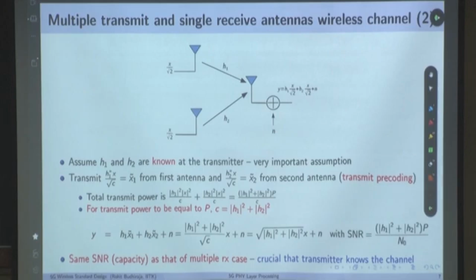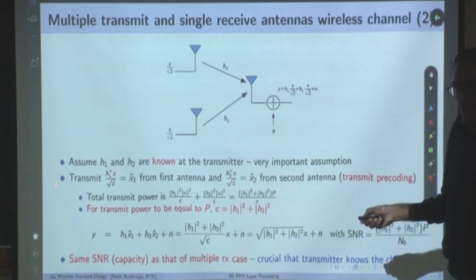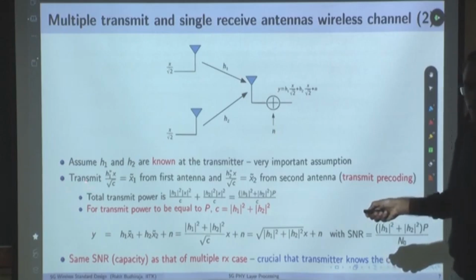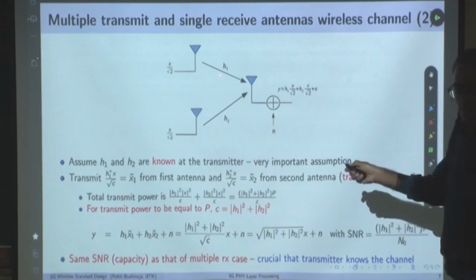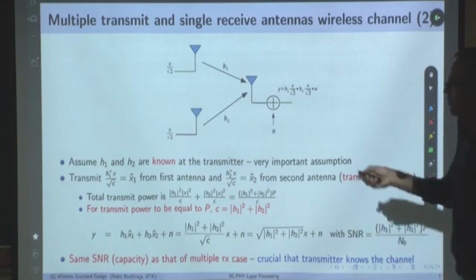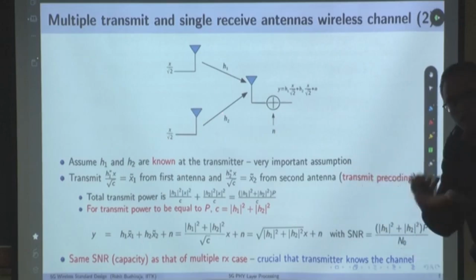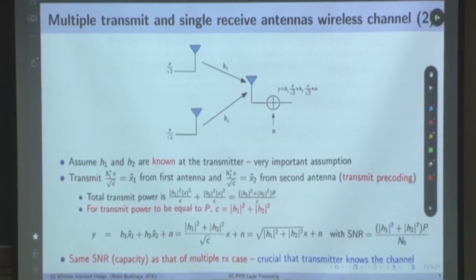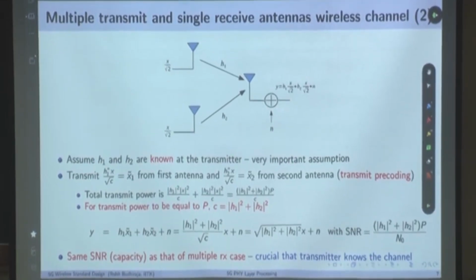What is the difference? Why are you able to get this much gain? Look at this, you are able to multiply with h1 star. You should understand why it is the same. You are able to cancel the phase of the channel and the signals get added up in phase. When you did not know the channel, there was simply h1 plus h2. If the channels are out of phase, the signals cancel each other. Now that you are pre-cancelling the phase at the transmitter, you are able to get the same SNR.